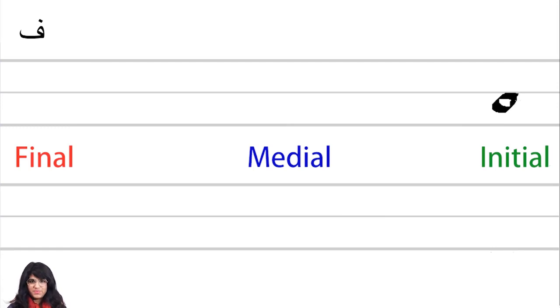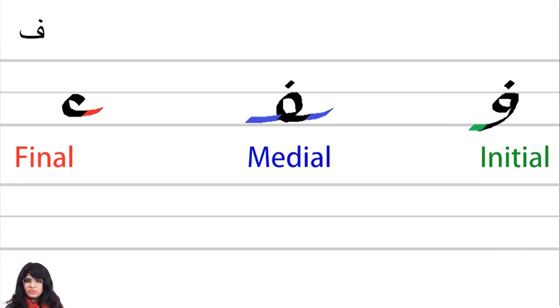Next, we have fe. For fe, you shave off the rest of the bow and you keep your circle. For the medial position, you will be keeping your circle as well. And for the final position, you keep the singular form. You have a connector from the right.